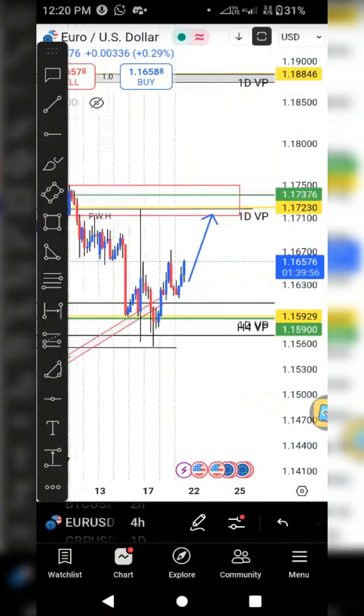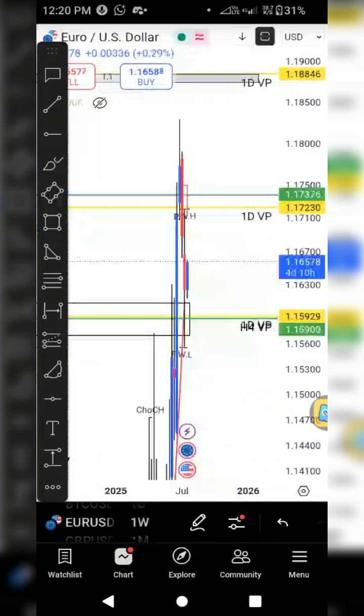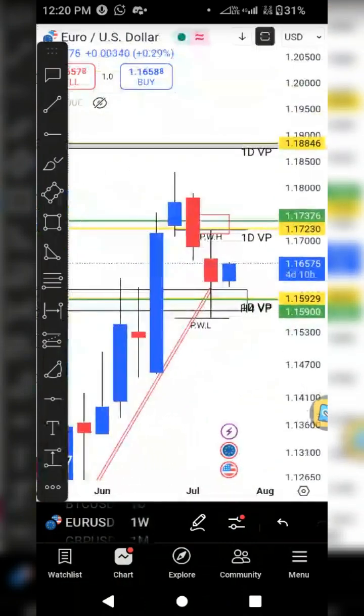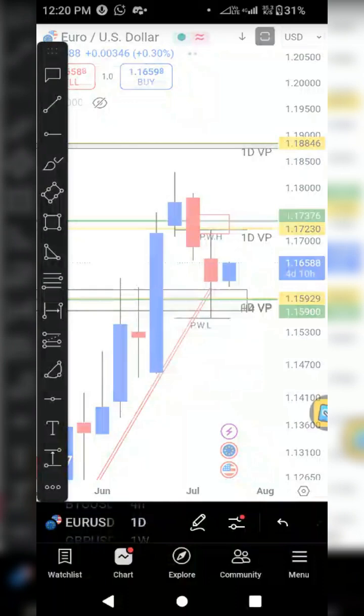And why is because let's go to the weekly time frame. On the weekly time frame, we have the previous week high and the previous week low. Okay, we have marked out the previous week high and previous week low. If you break the previous week high, we go higher. If you break the previous week low, we go lower. Then let's go down to the daily time frame.